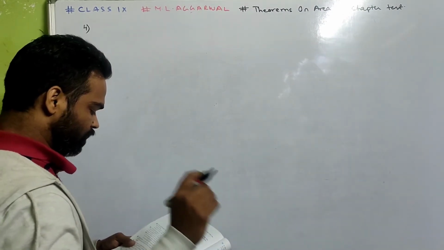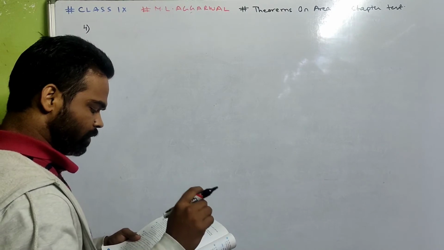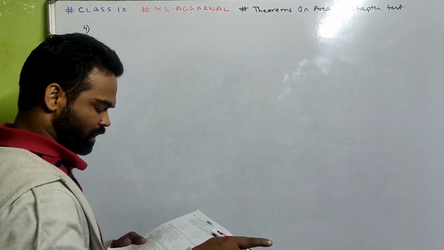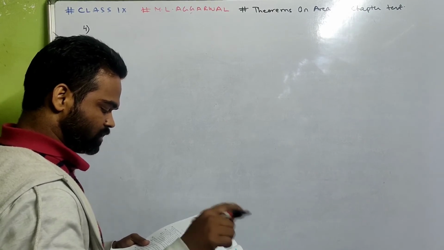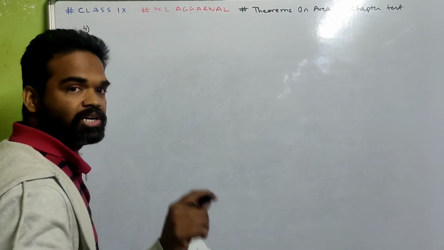Now look at number 4. Perpendiculars are drawn from a point within an equilateral triangle to the 3 sides. Prove that the sum of the 3 perpendiculars is equal to the altitude of the triangle.